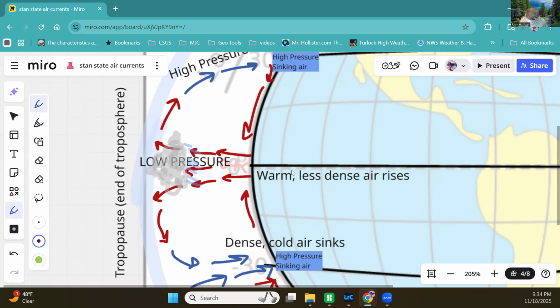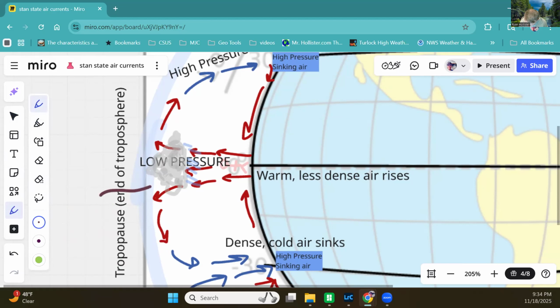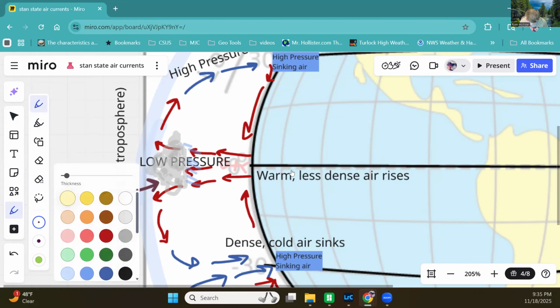Oh man, it's really thick. Let me fix that for you. And I'll make that even skinnier here. Okay.